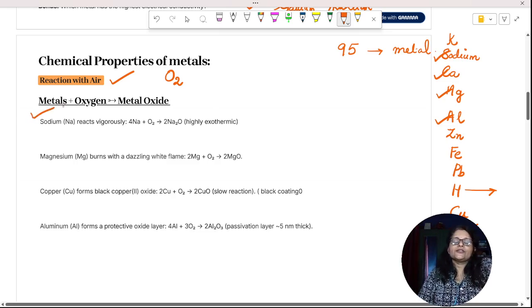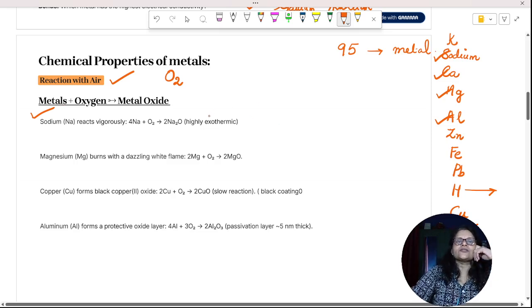First, we are going to take the reaction of sodium with oxygen. Oh my God, it is very dangerous if you keep sodium open in air, openly in the atmosphere. It will vigorously catch fire. It's like a bomb kept there. It will vigorously catch fire, and it is highly exothermic.